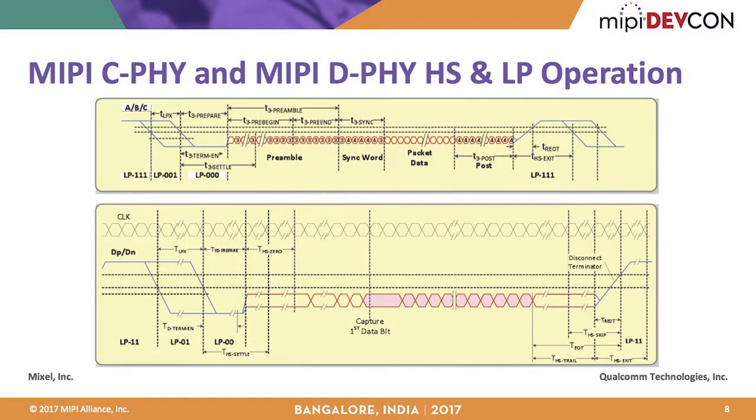So this slide shows the timing diagram for both the D-PHY and the C-PHY, very similar. As I mentioned, the low power operation is almost identical. The difference is in the high speed operation, because of course this is binary bits and this is symbols. So you have a preamble, a sync, a postamble, but a very similar structure, as you can see.